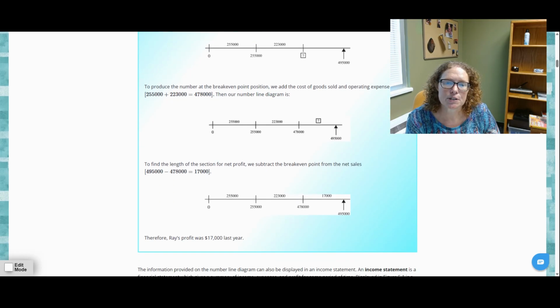So we also want to know the length of the section for net profit. So we're subtracting the break-even point, which was that 495.